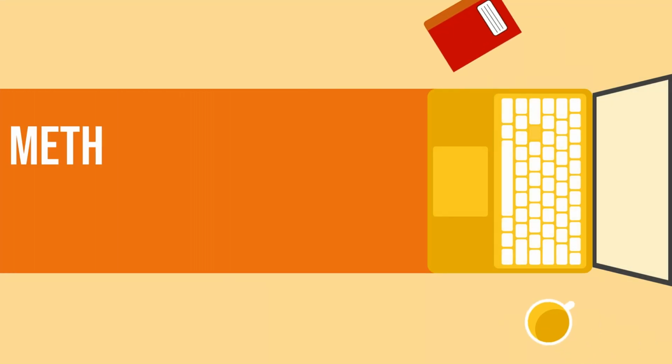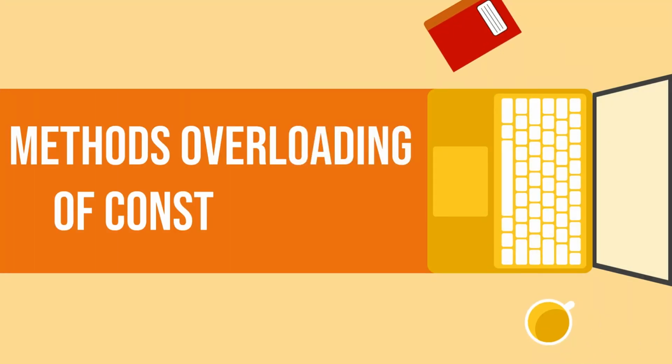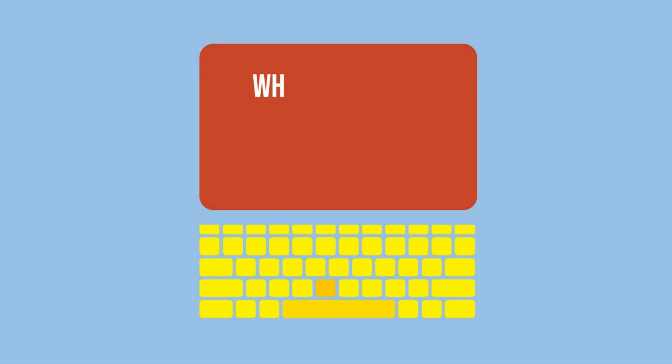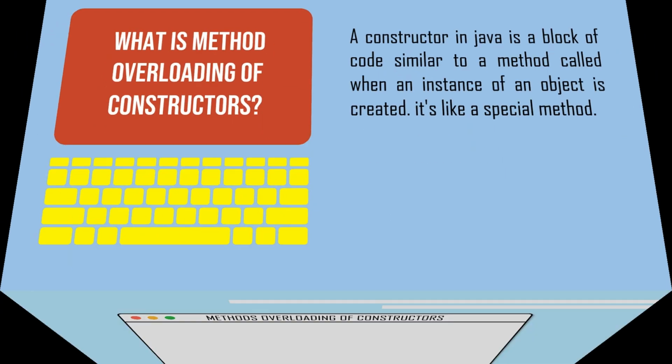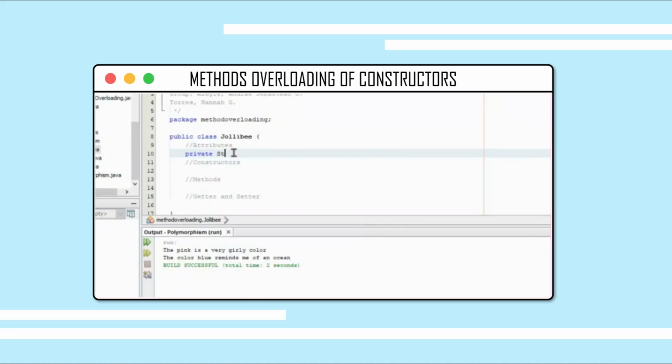For the first topic, we will discuss the method overloading of constructors. So what is the method overloading of constructors? A constructor in Java is a block of code similar to a method called when an instance of an object is created. It's like a special method. So let's have a demonstration.